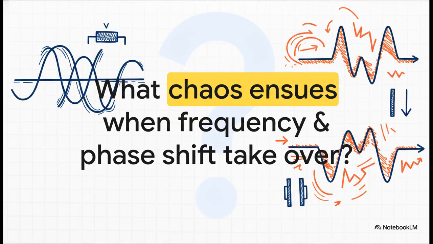Which leaves us with this final, pretty wild thought. We know from our sources that in a perfectly pure resistance circuit, voltage and current ride the wave in perfect harmony, right? They stay completely in phase. But what happens when you introduce inductors and capacitors into the mix? What kind of chaotic energy ensues when frequency and phase shift take over, dragging the voltage and current completely out of sync? We've successfully made the leap from direct to alternating current today. But let me tell you, the true chaotic depths of the AC matrix are just waiting to be deciphered.